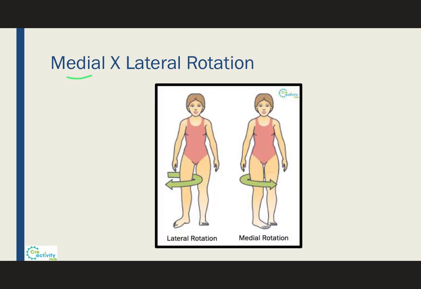Here we have medial and lateral rotation at the hip, where medial rotation involves rotating the thigh inward toward the midline of the body, and lateral rotation is going to be the opposite, where the thigh rotates outward away from the midline. Of course, these movements occur, like I said, at the hip, and this will allow the leg to turn in and out, as we can see here on this image.